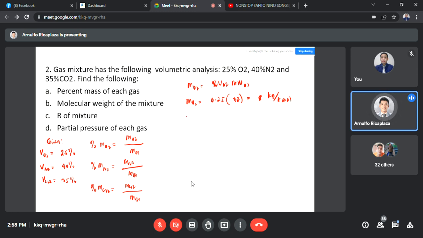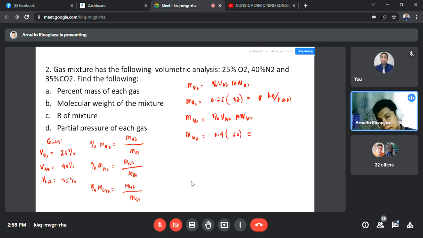Okay, so we have the next. The mass of the N2 is equal to the percent volume of the N2 times the molar weight of the N2. So the mass of the N2 is 0.4 times 28, which is our molecular weight of N2. That is 11.2 kilogram per kilomole.